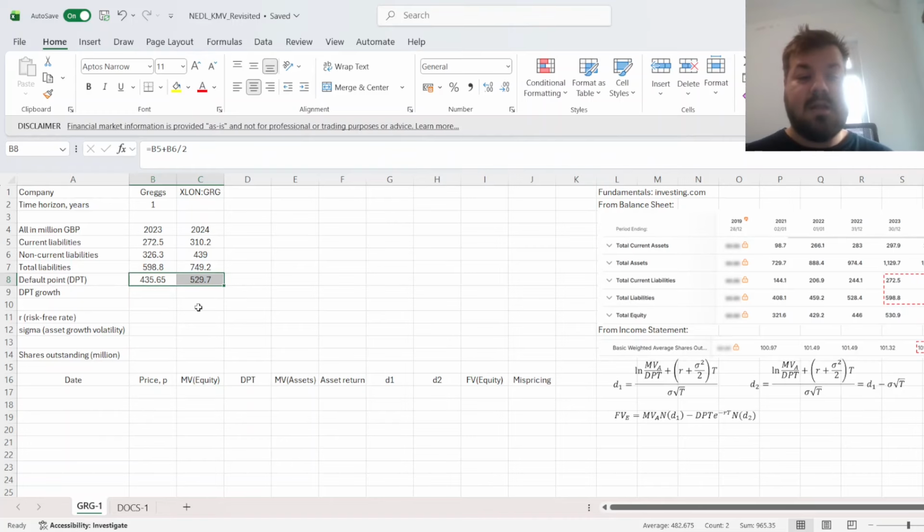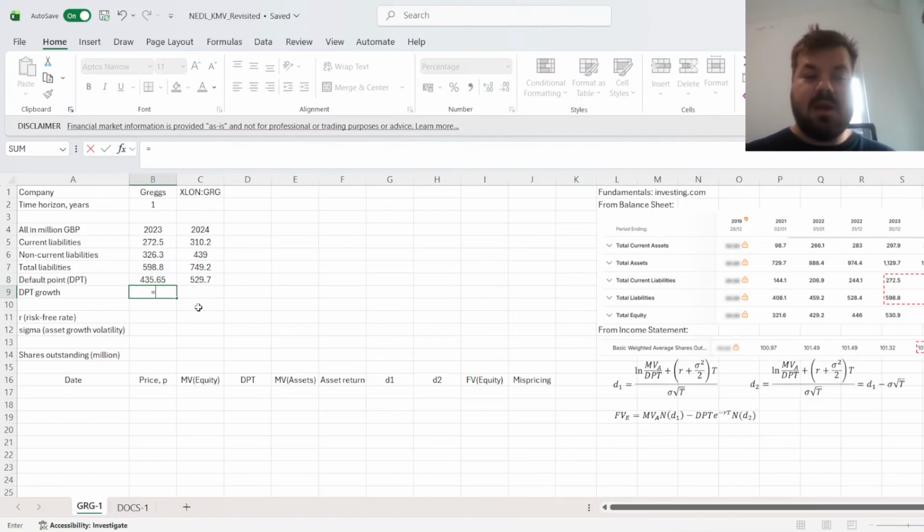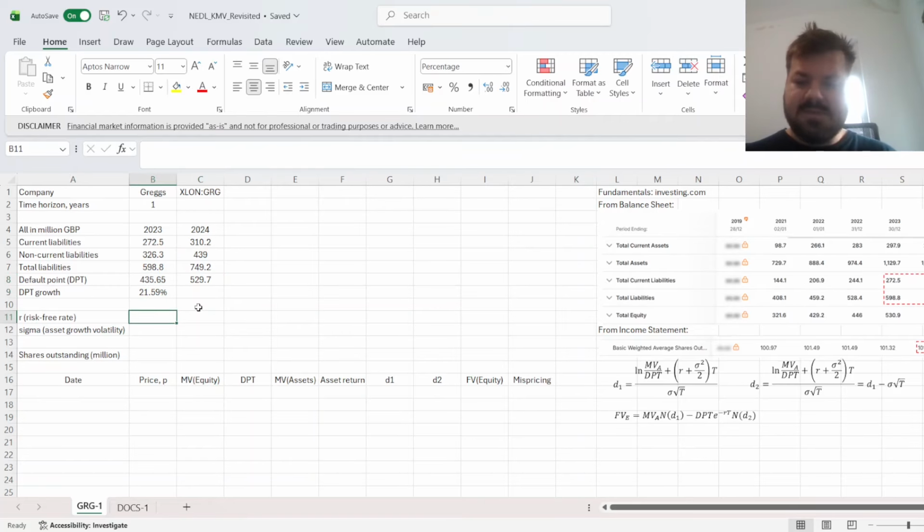That allows us to calculate default point for 2023 and 2024, and we can calculate the growth rate by just dividing the 2024 value by the 2023 value and subtracting 1. So we can see that DPT has grown by roughly 21% over the year.